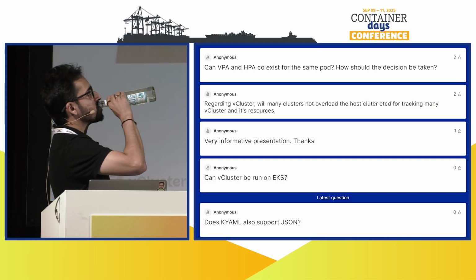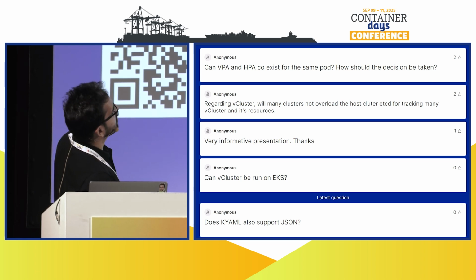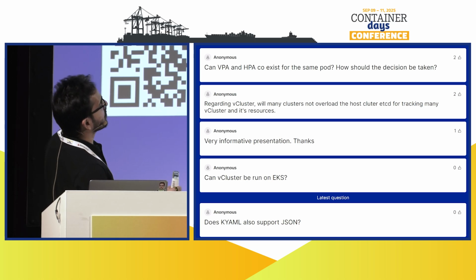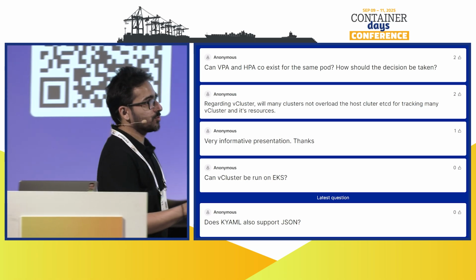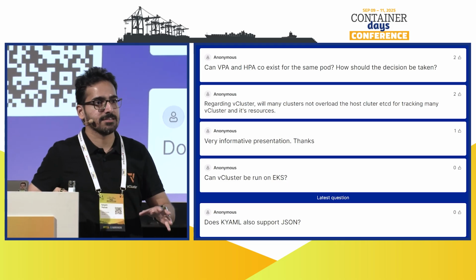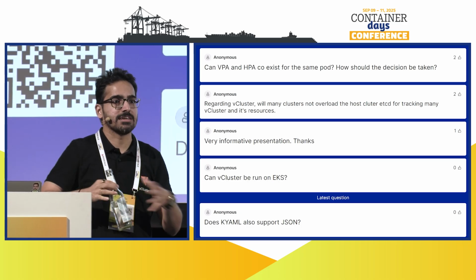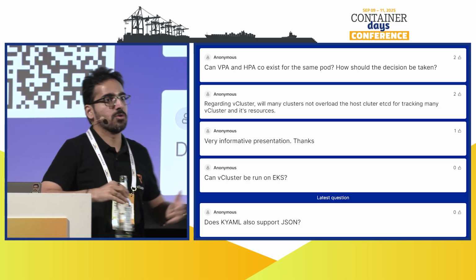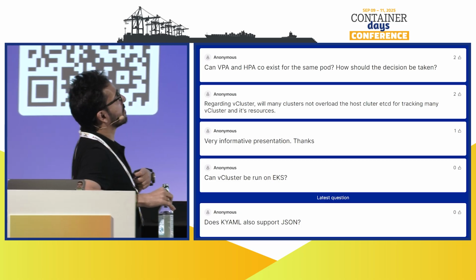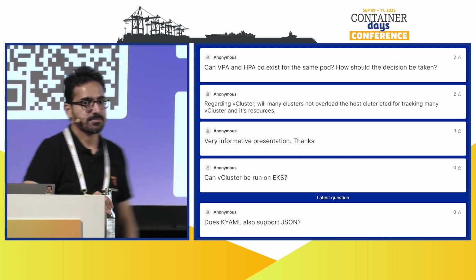So let's start with: can VPA and HPA coexist for the same pod? How should the decision be taken? You have to use VPA and HPA carefully for the same workload. The reason is there can be flapping issues and conflicts, where one says you want to resize and the other says you want to scale out. Custom metrics should be used for the containers inside the HPA, and the VPA should be in recommendation mode so that you can decide.